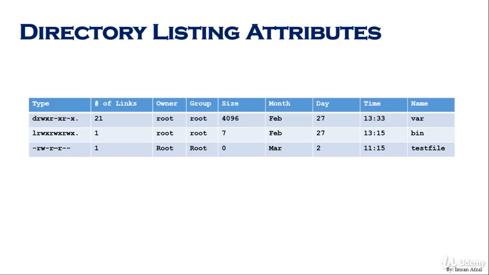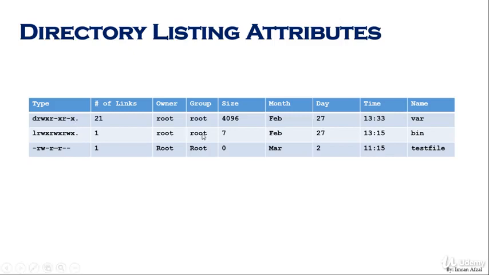The first field is the type of the file. Any file that begins with d is a directory. Any file that begins with l is a link. And any file that does not have anything there is just a regular file. So the first field tells you about the type. The second field tells you the number of links, or hard links, attached to that directory. The third one tells you the owner of the directory, who owns it.